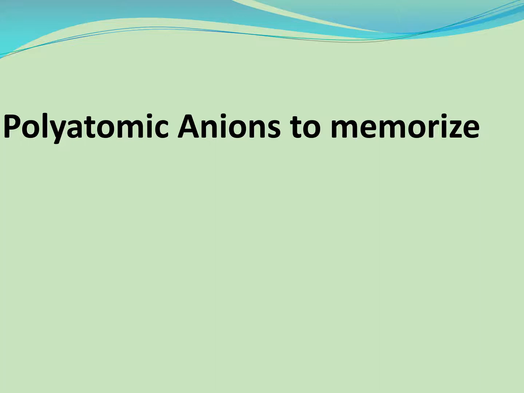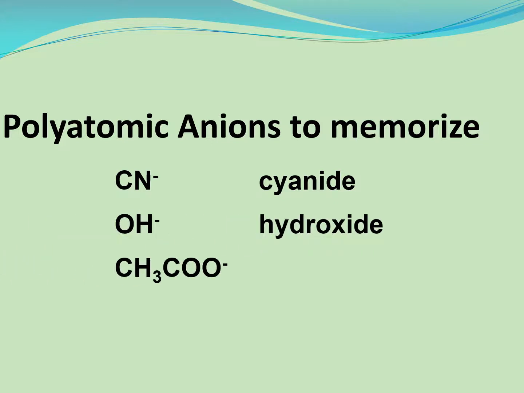So there are a few, though, we have to memorize. And the first one is cyanide. Cyanide is CN with a -1 charge. OH minus, this is hydroxide. Here's the acetate anion, CH3COO minus. Sometimes you'll see this with a different configuration or arrangement of the atoms, but wherever you see the 2 carbons, 3 hydrogens, and 2 oxygens with a minus charge, that's typically the acetate anion. Another important one is the oxalate anion, C2O4 minus.